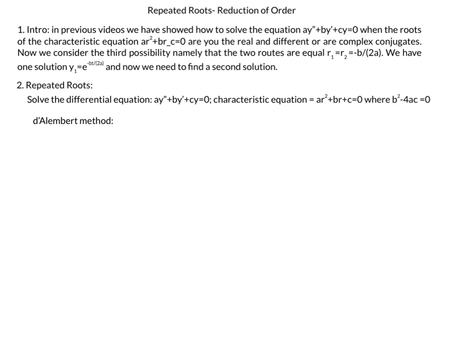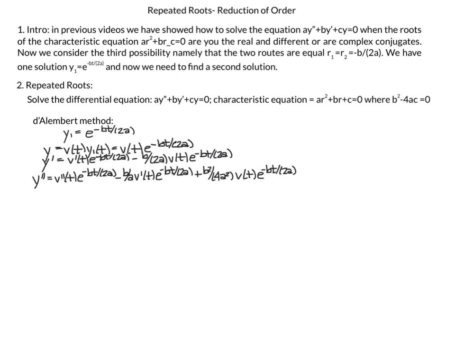We're going to use the same method that we used in the last example. To find our second solution, or to find y, our general solution actually, we're going to let that equal some function of t, we'll call it v of t, times our first solution, y1.